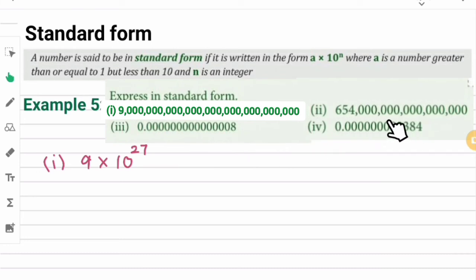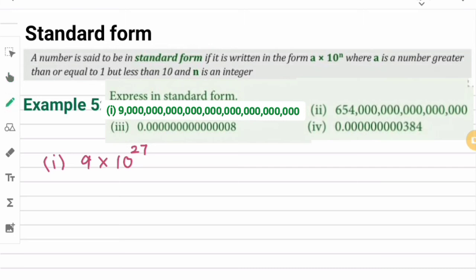First you just count the zeros. How many zeros are there? 15 zeros, right? And then here we are having 654, but you have to write a value A which is greater than or equal to 1, less than 10. So 654 is greater than 10. So I want to pull the decimal towards two places.